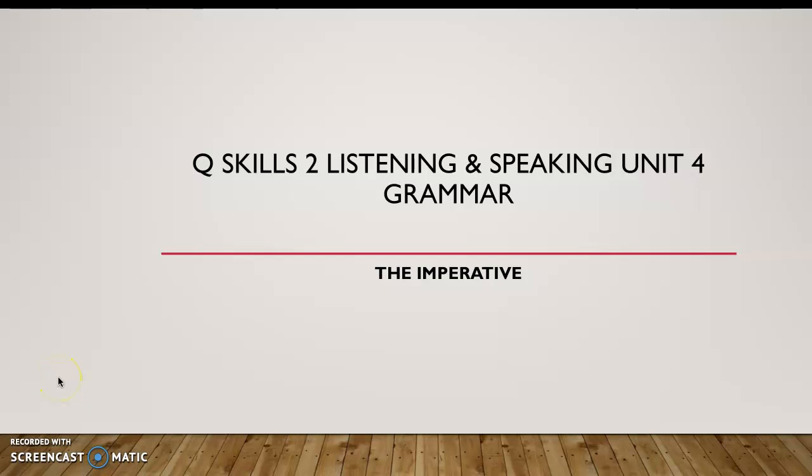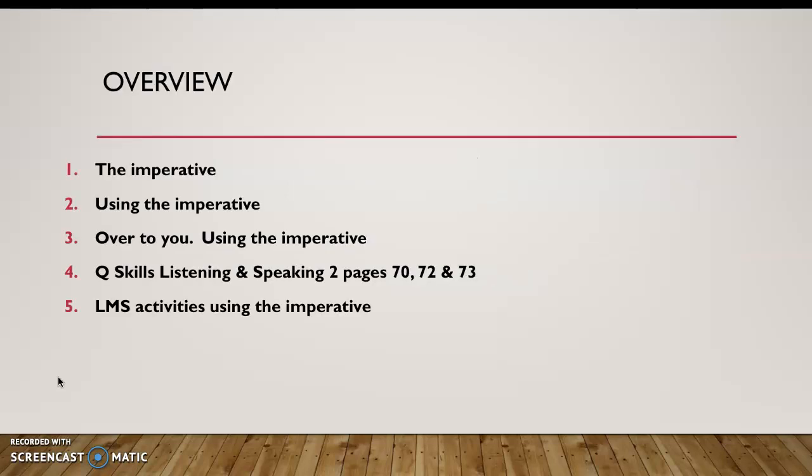Hello everyone. Today we're going to look at grammar from Q Skills 2 Listening and Speaking Unit 4. And today we're going to look at the imperative. So are you ready? This is what we're going to cover today.